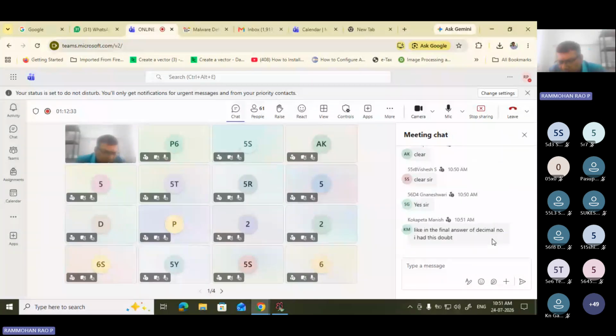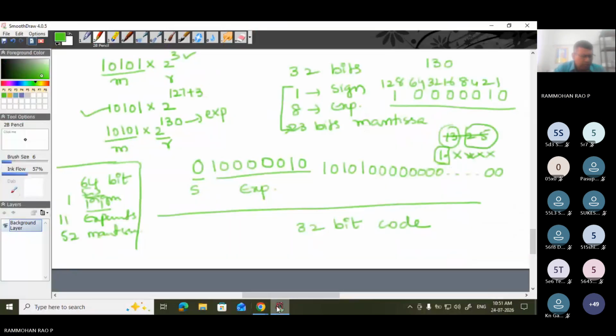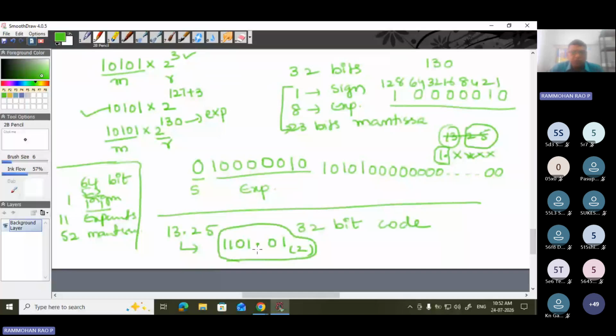I had this doubt about the final answer of the decimal number. Again, it's not clear. What does final answer of decimal number mean? Our input was this one, right? We started with this question, 13.25. When I convert 13.25 into binary, this is what I got. This is the binary form of 13.25. Decimal to binary conversion we know very well and we have done it.